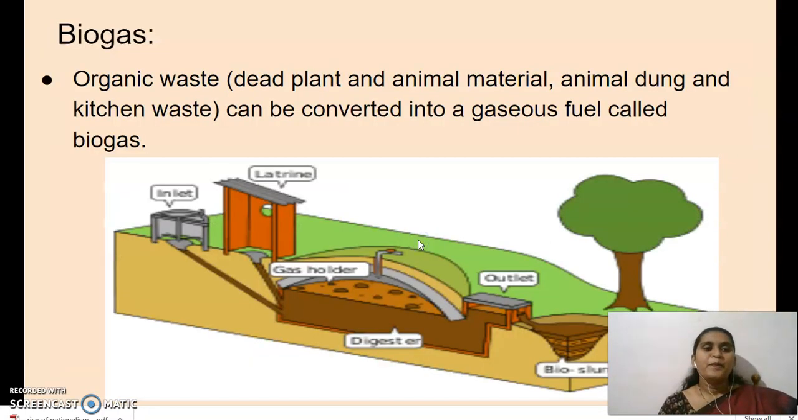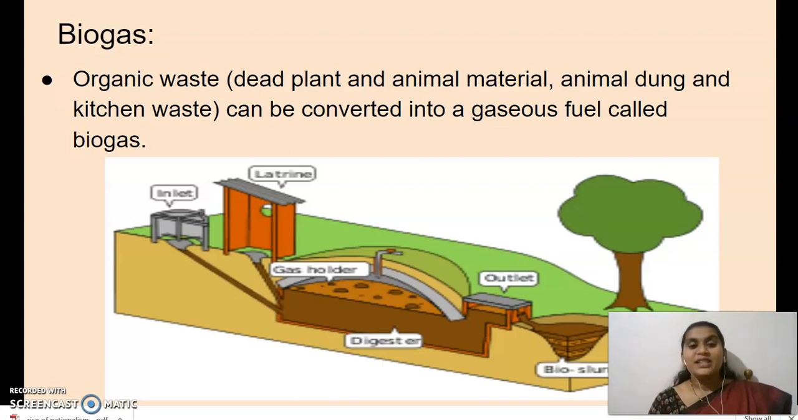Okay, children, and the next one is something you will see in your locality, around you, every now and then. Biogas. By using dead plant or animal waste, cow dung, animal dung, or kitchen waste, people produce a gas, which is called biogas.